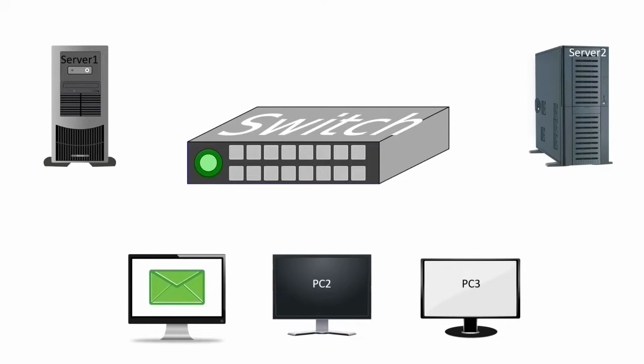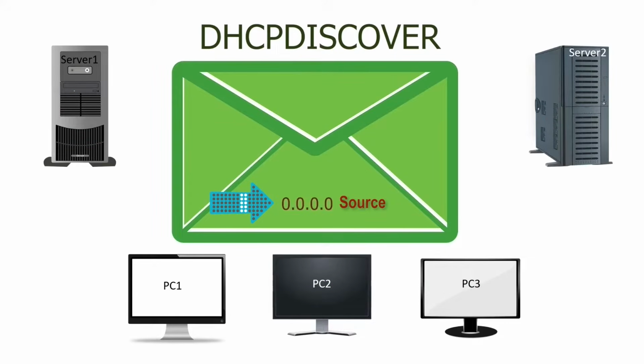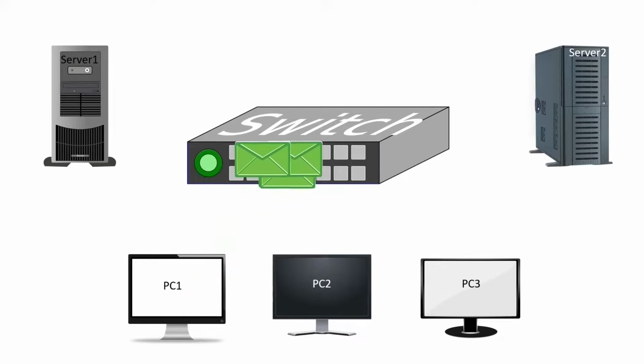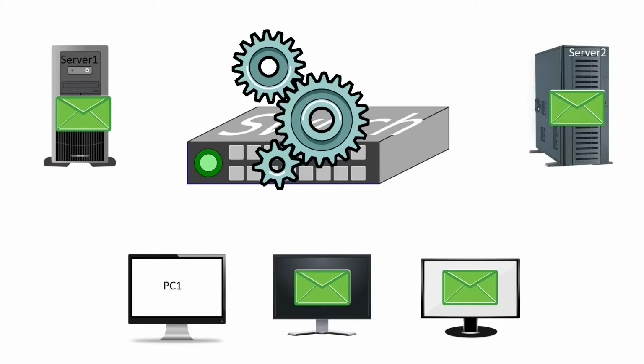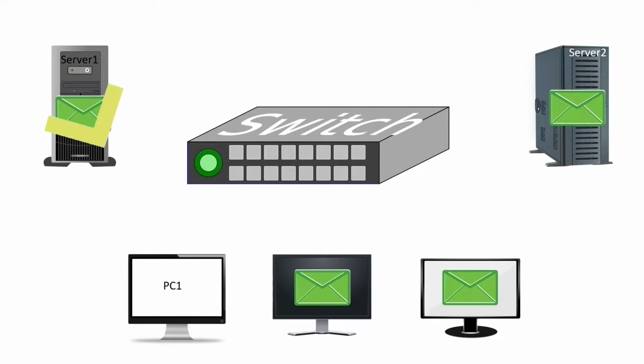If not, it generates a special message known as the DHCP Discover message and sends it to the local LAN segment. In this message, the source and destination addresses are set to all 0s and all 255s. Any device, whether it has a valid IP configuration or not, can use these addresses to send and receive messages in the local network. When the client sends a DHCP Discover message to the local broadcast address, every DHCP server on the network receives it. If there is more than one DHCP server, each one gets the message. A DHCP Discover message includes the client's MAC address.